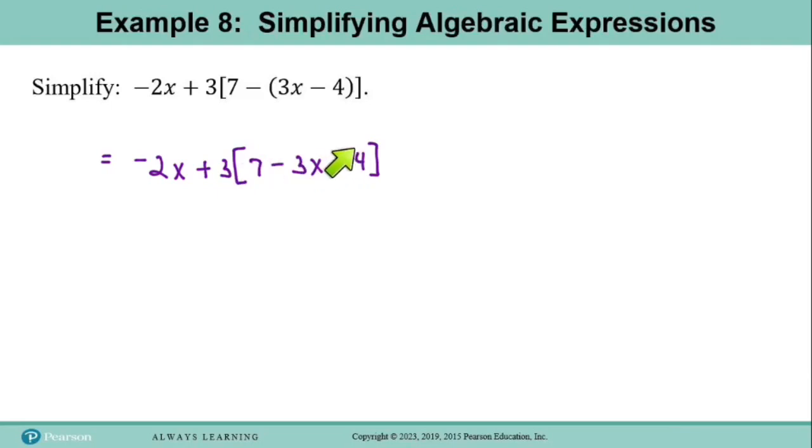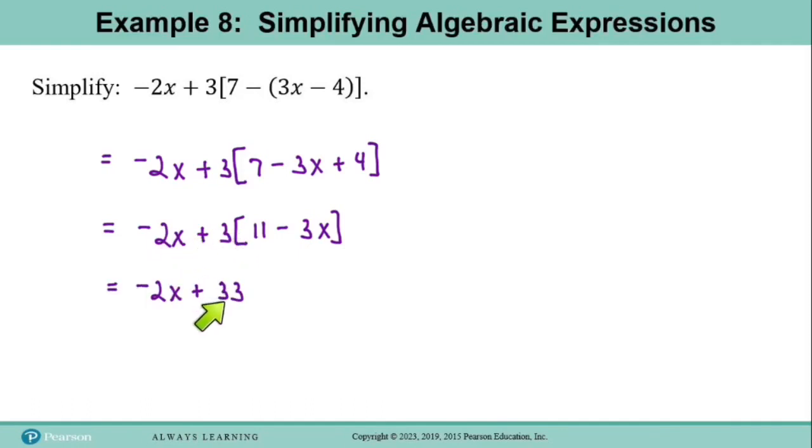Okay, now inside the bracket, can we combine any terms? And the answer is yes. 7 plus 4 is 11. So now I'll keep what's outside the bracket the same. So I'll still have -2x plus 3, open the bracket, but now 7 plus 4 is 11, and I've still got this minus 3x, and then close the bracket. Okay, can you tell what to do next? So now we have 3 times this whole bracket, so we need to distribute this 3. So I'll have -2x, still there, plus 3 times 11, which is 33, and then minus 3 times 3x, which is 9x.